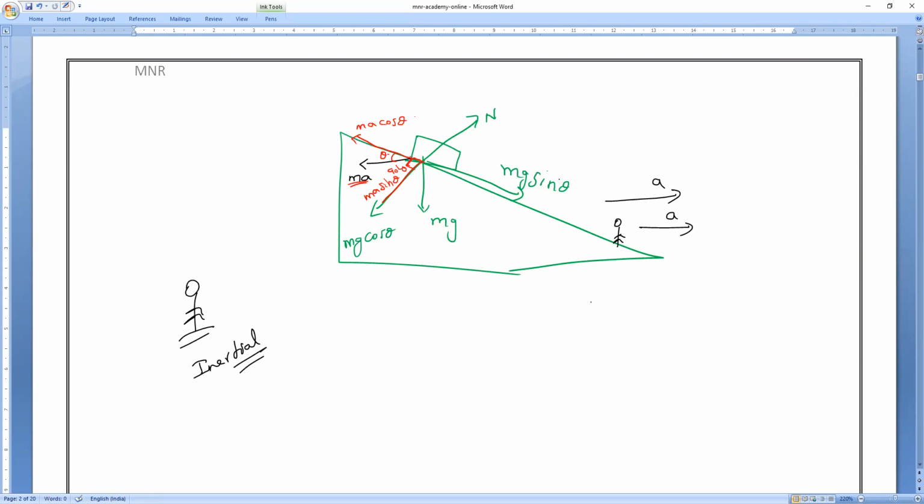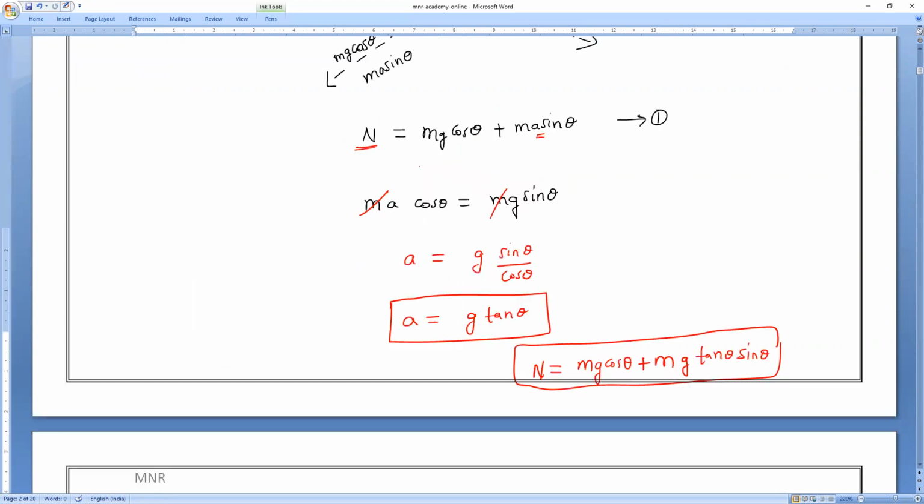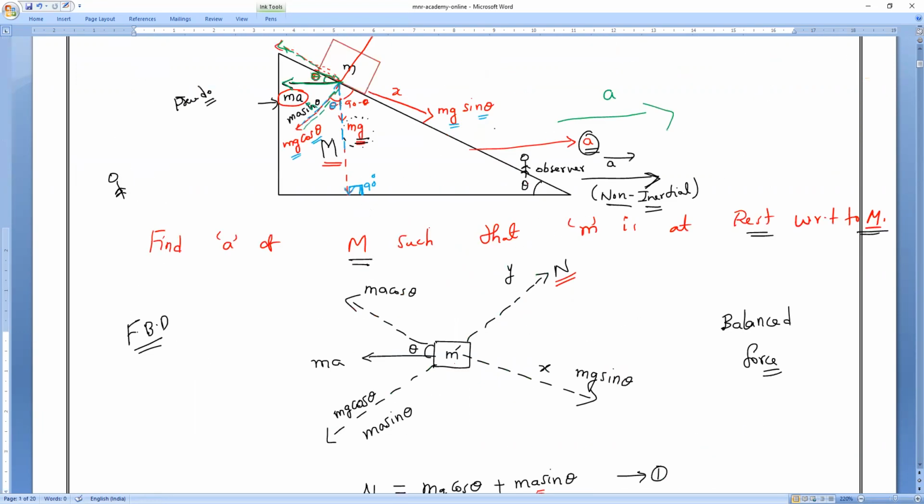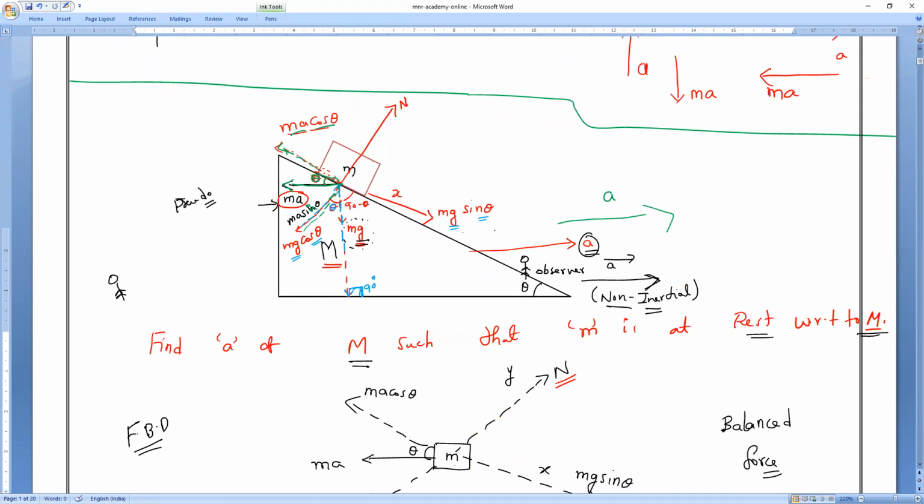So this pseudo force concept we don't know. If it is an inertial frame, we already know that the y component is mg cos theta and the x component is mg sin theta. We all know that. We already studied it long back. Am I right or wrong? Yes. So please solve it. Have you all understood or not? Yes, sir. So this is a very important concept.